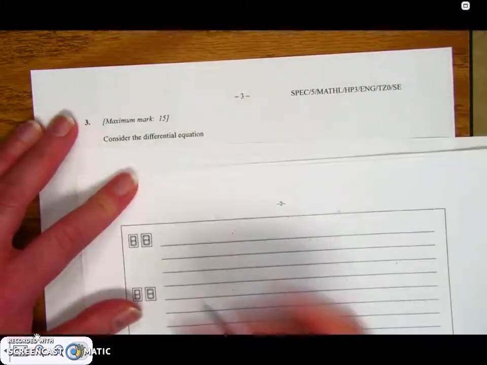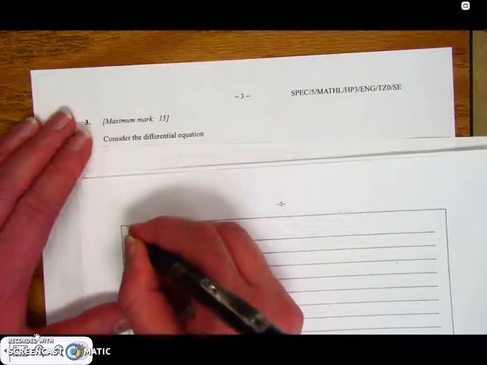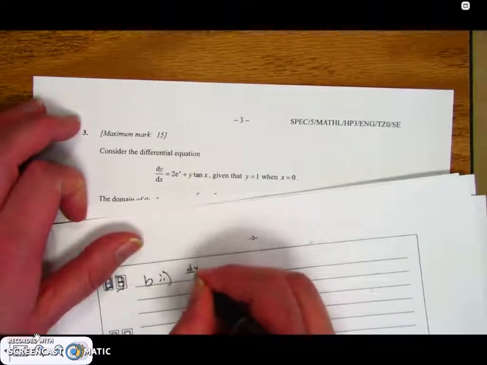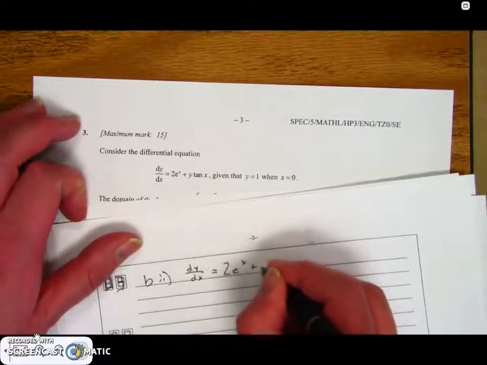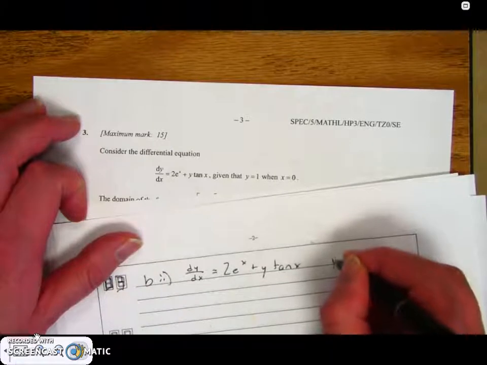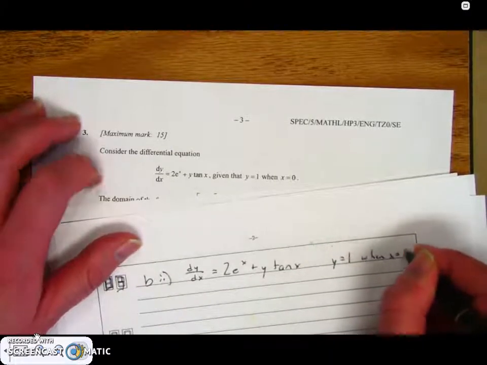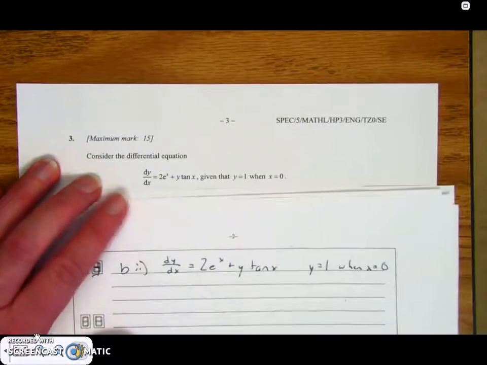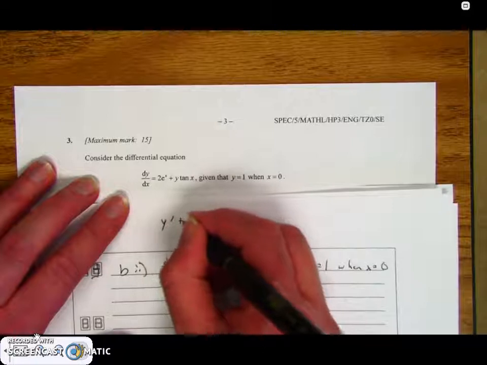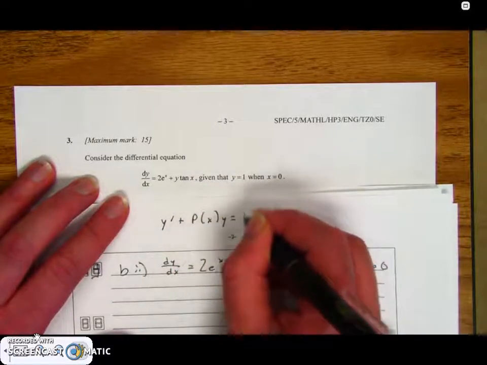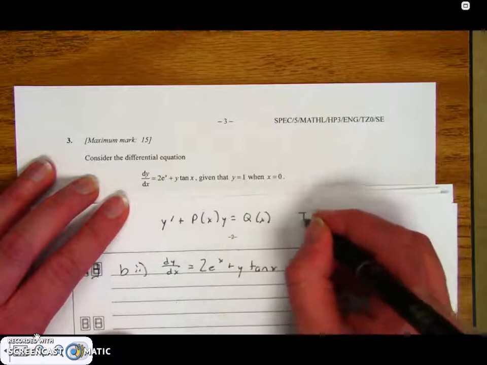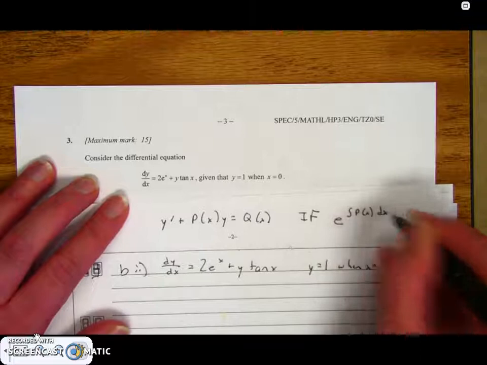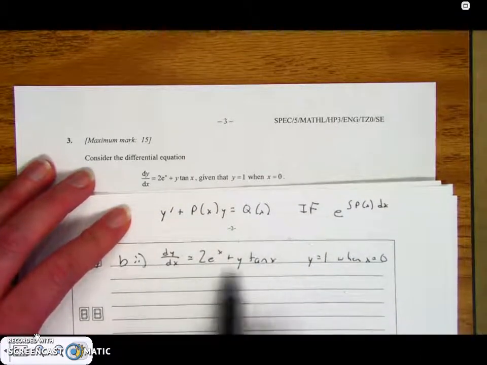This is part II. Okay, and so we have dy dx equals 2 e to the x plus y tangent x, and y equals 1 when x equals 0. Now if you look on your formula sheet, it tells you what to do for integrating factors. It tells you if you're in this form, that your integrating factor is e to the integral of p of x dx. So you need to get this in that form.